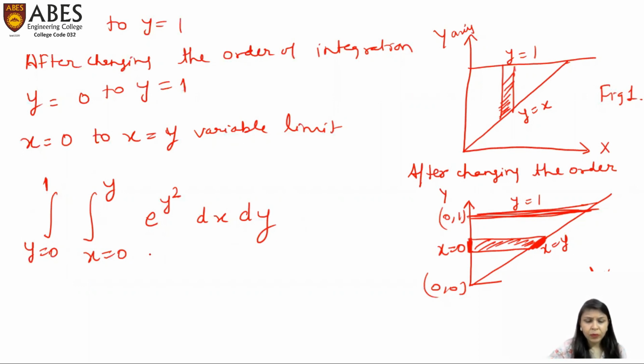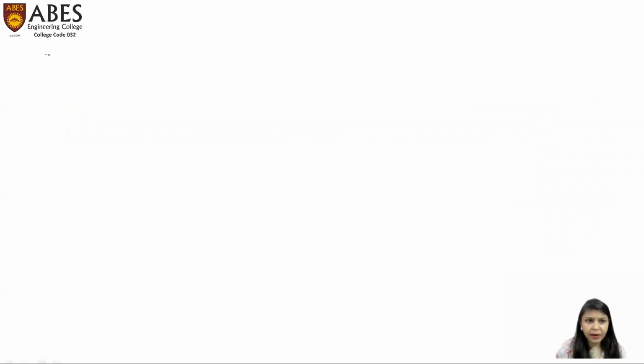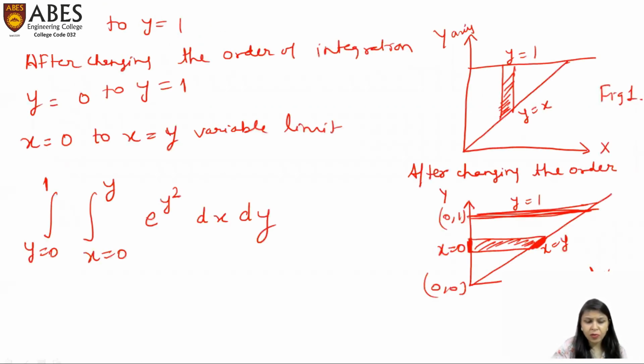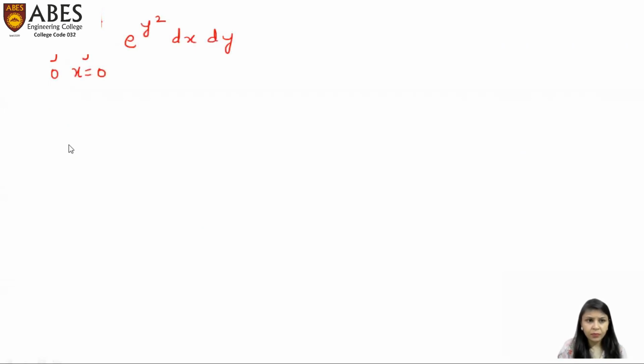So I am writing again here. For solving this integration, exponential y square dx dy, the range of x will be 0 to x equals y and y equals 0 to y equals 1. We can also check, yes, this is the range. So now it is easy to solve this integration.